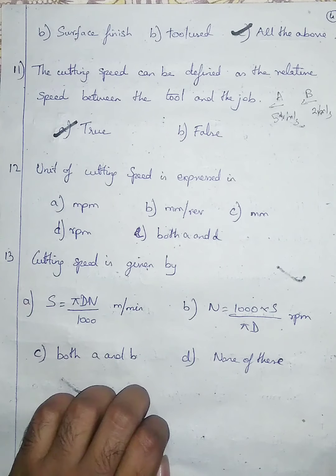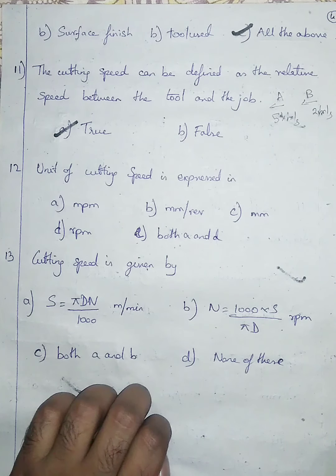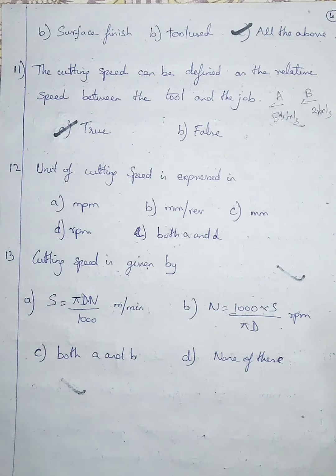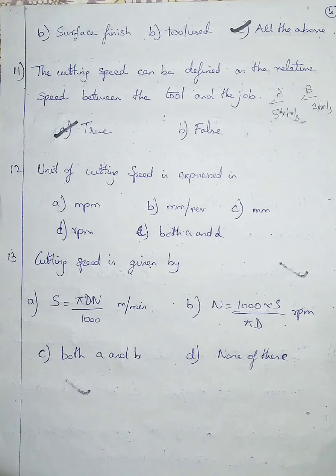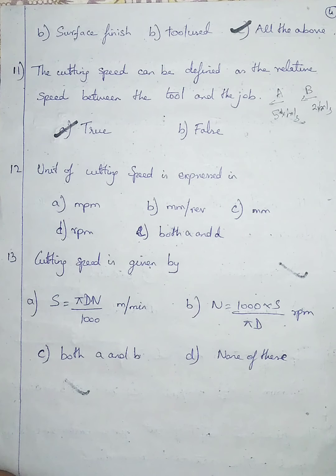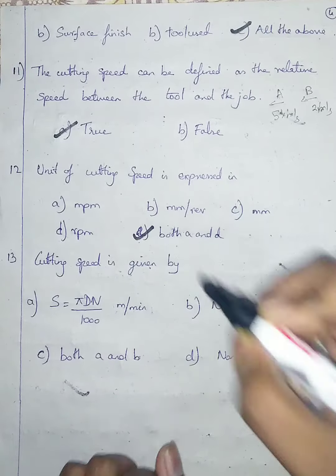Question number 12. The unit of cutting speed is expressed in. Option number A is given as meter per minute. Option number B is given as millimeter per revolution. Option number C is given as millimeter. Option number D is given as RPM, rotation per minute. Option number E is given as both A and D. Cutting speed is measured in meters per minute and revolutions per minute. So I am going with option number E, both A and D.